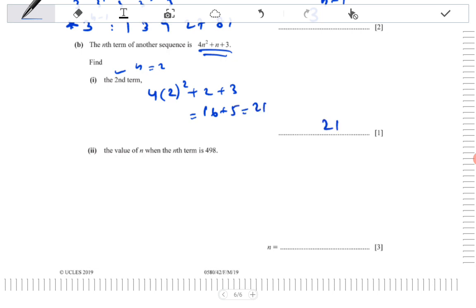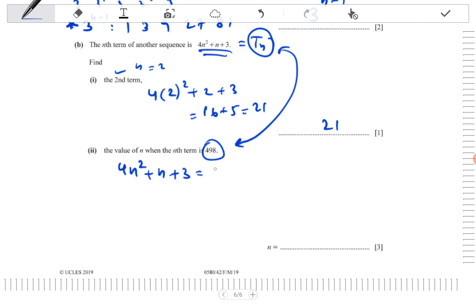So 21 comes here. Next, find the value of n where the nth term is 498. This is the formula for Tn, and the value of Tn is directly given in this question, but n is required. So in place of Tn you can write 498, and n is to be calculated. So 4n square plus n plus 3 equals 498, and solve for n.